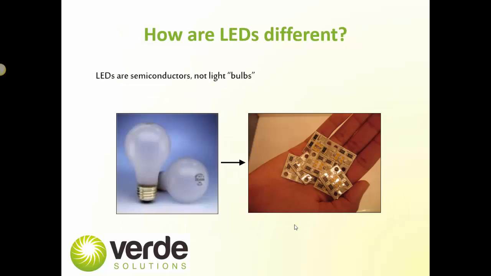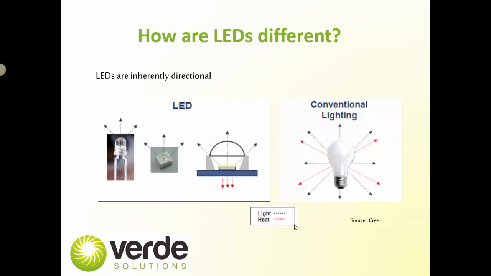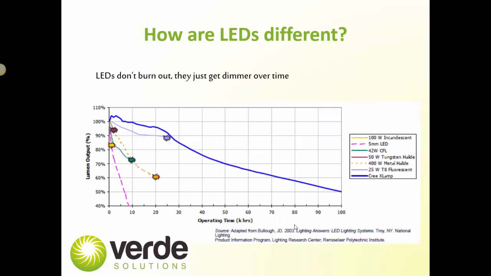LEDs, okay, so how are LEDs different? LEDs are semiconductors, they're not light bulbs. So they can make these look like light bulbs, but at the end of the day, they're light emitting diodes, so they're little circular diodes. They're inherently directional because of that. So instead of a light bulb producing power in every direction, LEDs go out in a certain direction. LEDs don't burn out, they just get dimmer over time.